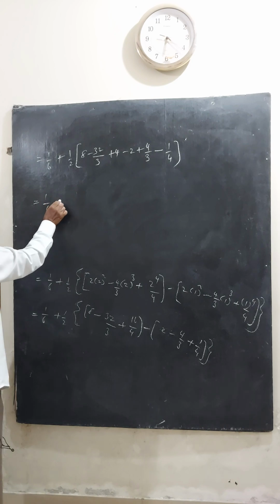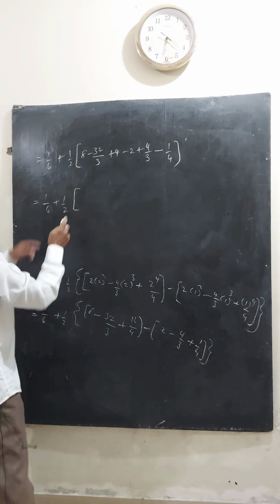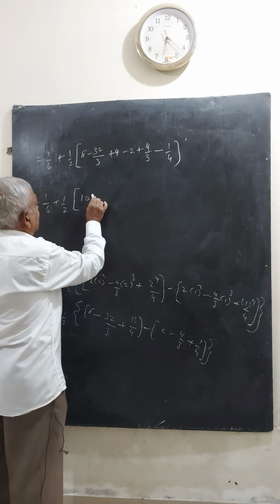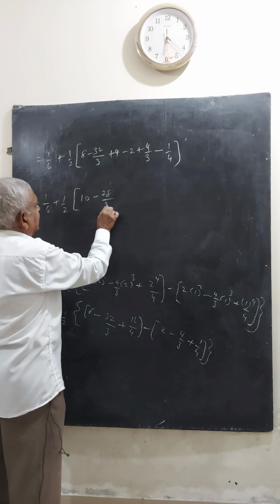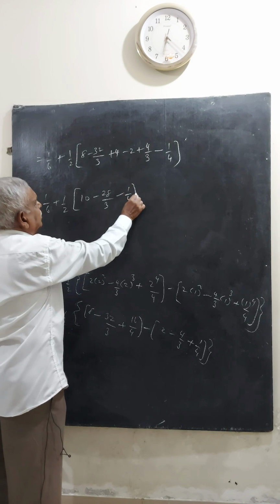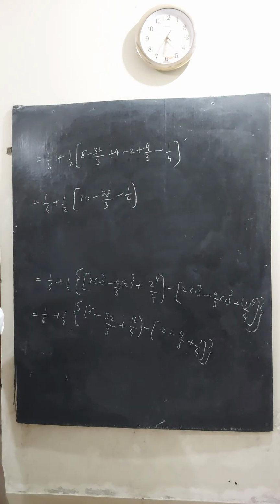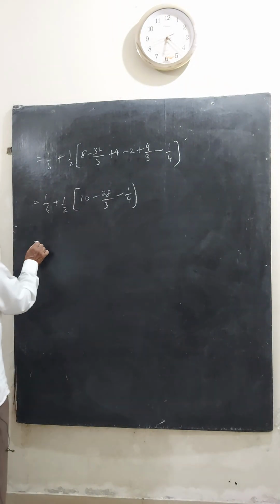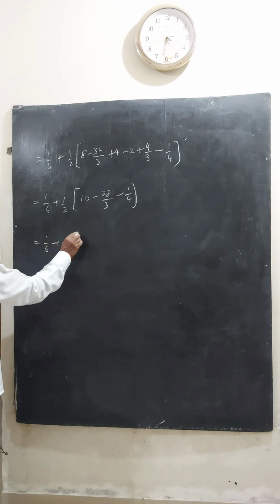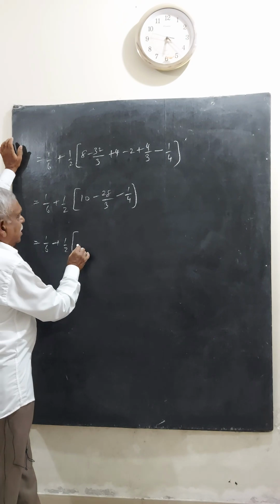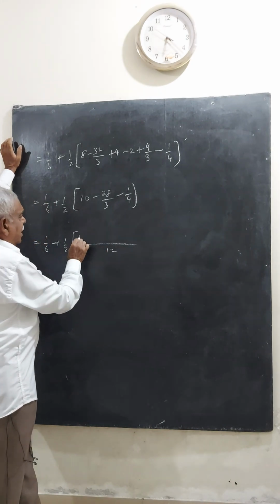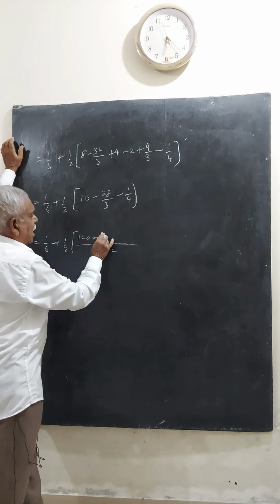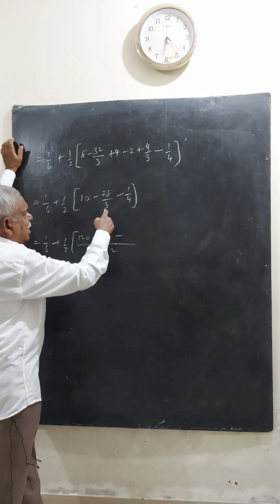Equal to 1 by 6 plus 1 by 2. 8 plus 4, 12, 12 minus 2, 10. Minus 32 by 3 plus 4 by 3, minus 28 by 3. Minus 1 by 4. Equal to 1 by 6 plus 1 by 2. LCM is 12. 12 times 10 is 120, minus 12 by 3 is 4, 4 times 28 is 112.